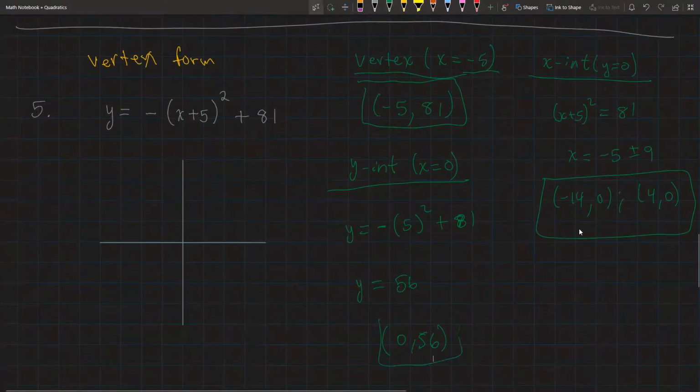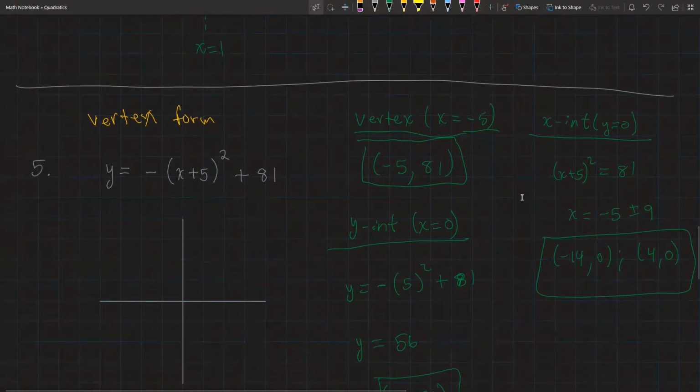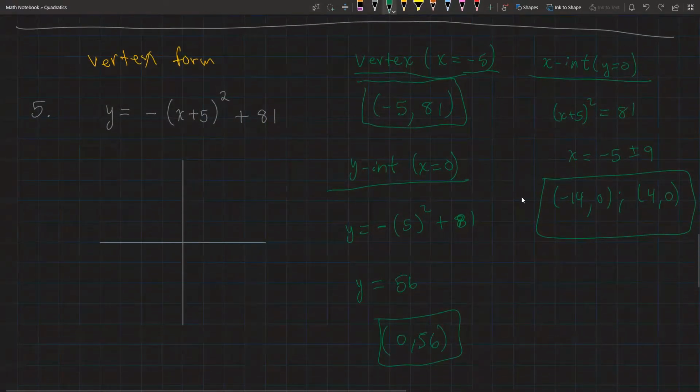All right. But let's see if it fits my picture. Otherwise, I have to do some rethinking here. So positive 4, somewhere right there. Negative 14, somewhere here.